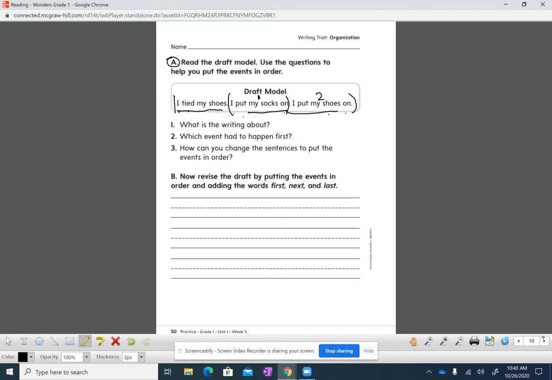And last, I tied my shoes. I'm going to put a number 3 down here because you can't tie your shoes until you have put your socks and your shoes on.